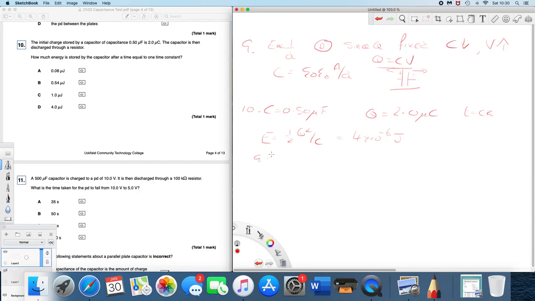Then after 1 time constant, we're going to fall to 0.368 squared, because of course Q has fallen by 0.368, and so we get 0.54 microjoules, which is B.